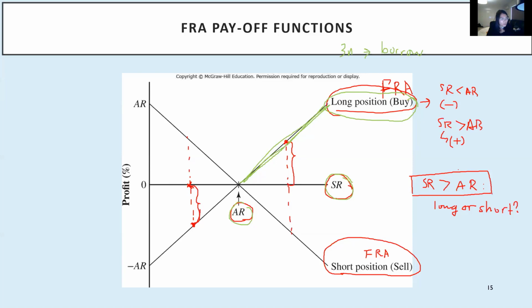So now I want to hedge a borrower. In the future, I'm going to borrow money. And in that case, do I want to be long or do I want to be short to hedge my interest rate risk? I've got one answer here.